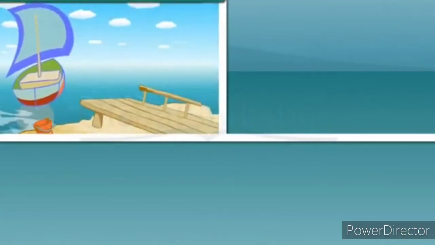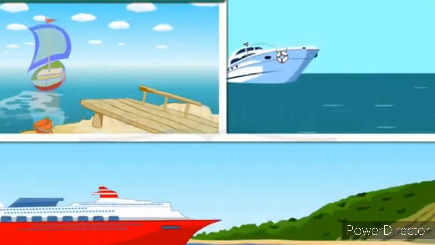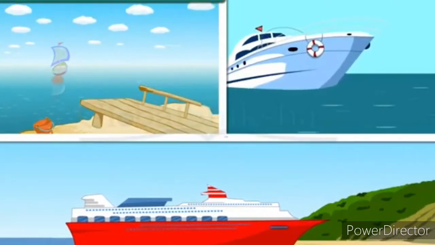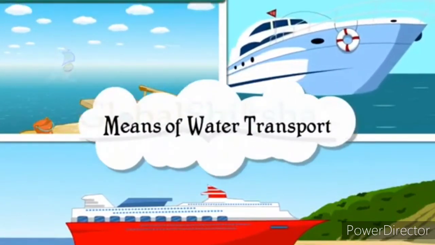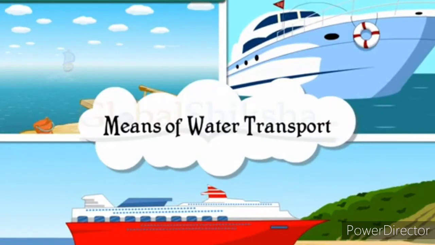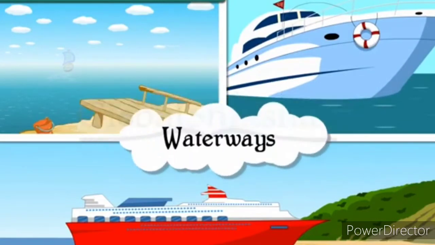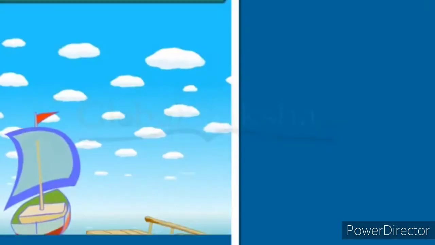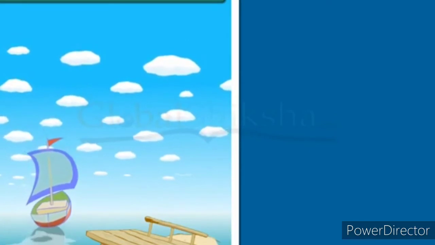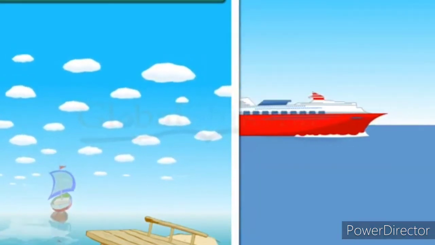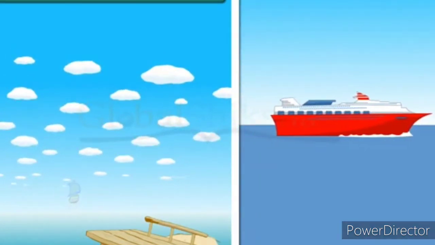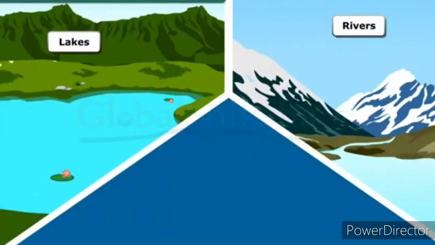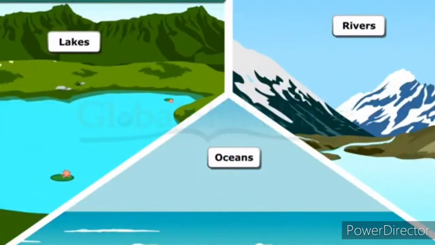You have seen boats, steamers and ships. These are the means of water transport. These vehicles run through waterways. Boats run in lakes and rivers, while ships run in deep and large water bodies. Lakes, rivers and oceans are examples of waterways.